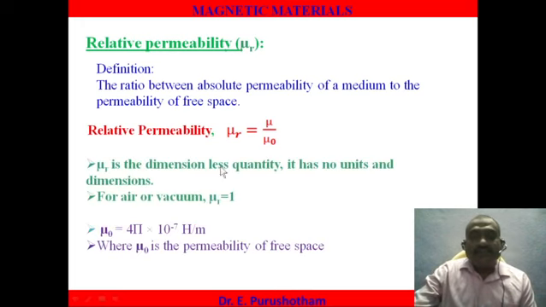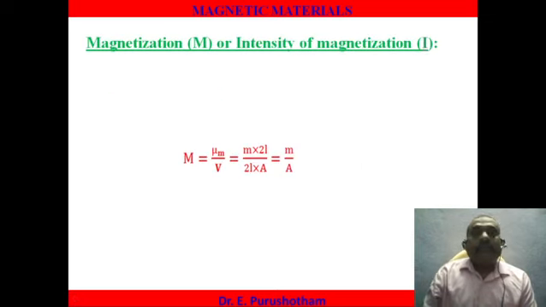Mu r is a dimensionless quantity, it has no units and dimensions. For air or vacuum, mu r is equal to 1. You remember, this is very important, mu r is equal to 1. Mu naught is equal to 4 pi into 10 to the power minus 7 Henry per meter, where mu naught is the permeability of free space.